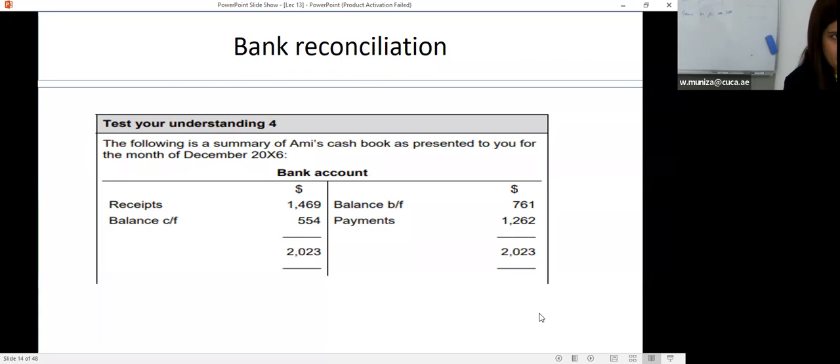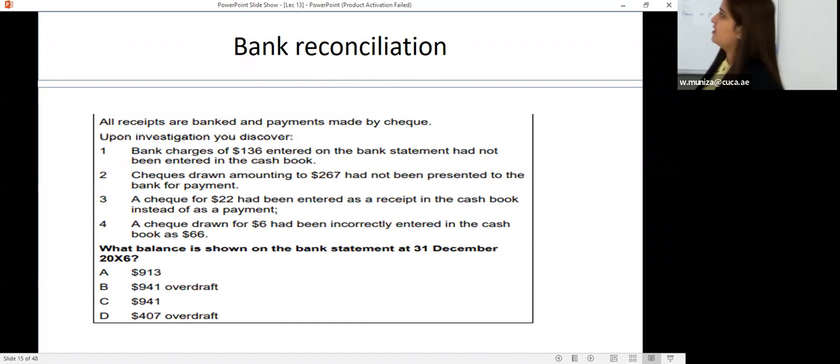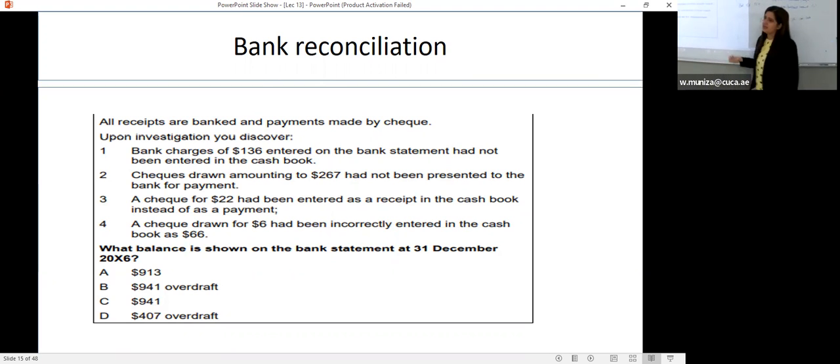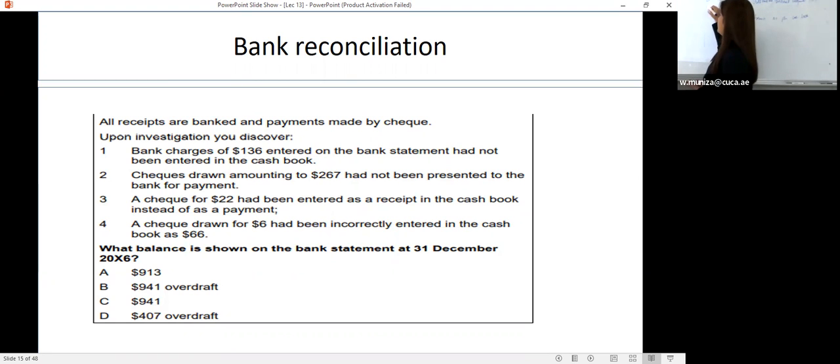So you have to write it on the opposite side. It's a credit balance. It's called a credit balance. So on your cash book, you are going to write it on the credit side. Okay, now all receipts are banked and payments made by checks. Upon investigation, you discovered bank charges of 136 entered on the bank statement had not been entered in the cash book. So where are we going to enter them? In the cash book. They have been entered in the bank statement but not in the cash book. They are bank charges. Bank charges are going to reduce the cash balance. So we are going to write them on the credit side of the cash book. Bank charges. Clear?